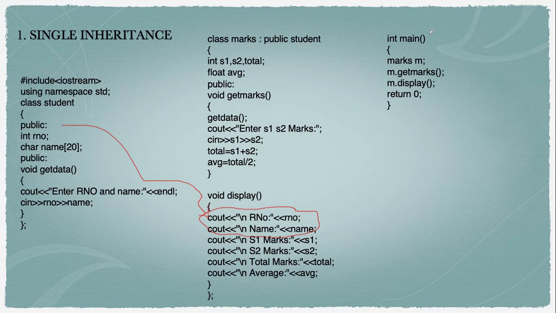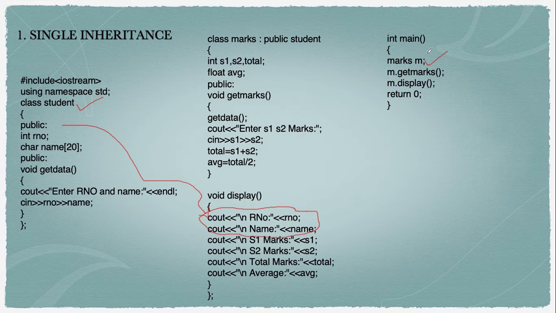Here in the main function, I am creating an object for marks. I am not creating any object for the student. Just check this, I'm just creating an object for marks. See, there is no object for the student even though we can access the properties of a student.